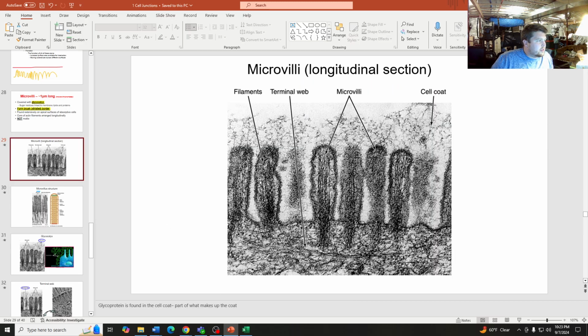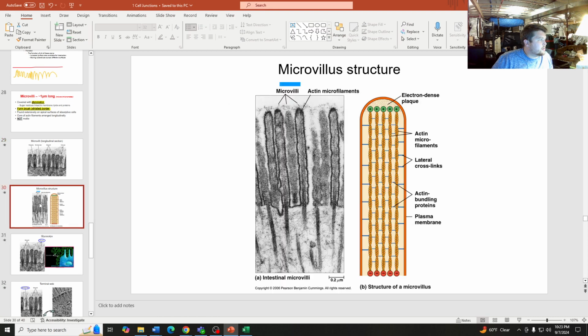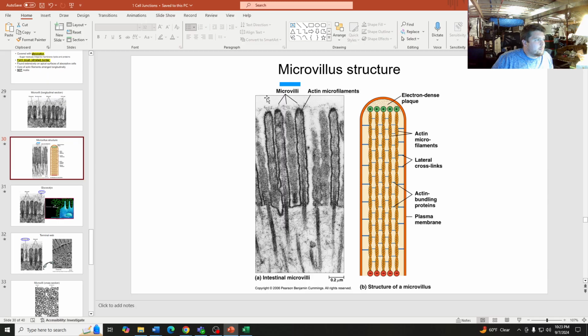Here we have the actin filaments on the inside, which make them up. You have the microvilli, all of this stuff, and this cell coating. This is what these microvilli look like. These are very, very small. Microvilli, actin filaments in the intestines. You can see this is a drawing of how these are put together.